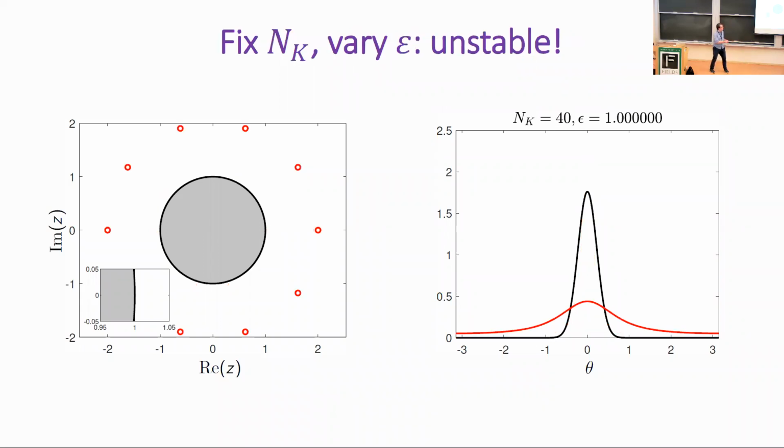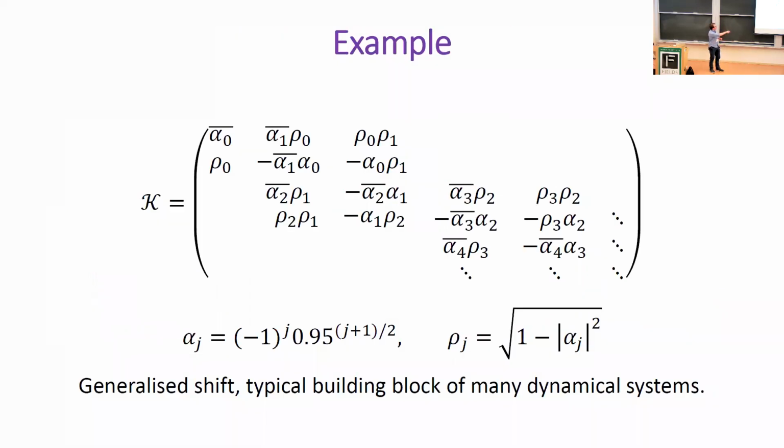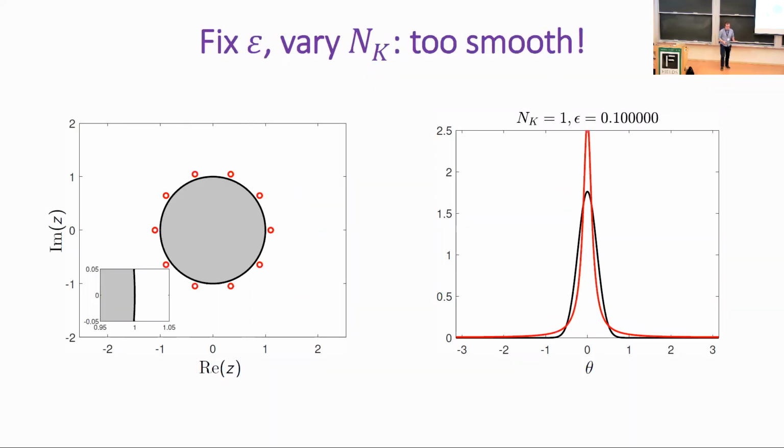Oh, I should say the truncation size here just corresponds to a finite square truncation of this matrix. Okay, so let's see what happens. Now we converge, but we converge to something that's too smooth, which makes sense, right? We just fixed epsilon. So this is converging to the convolution of the spectral measure with the Poisson kernel.